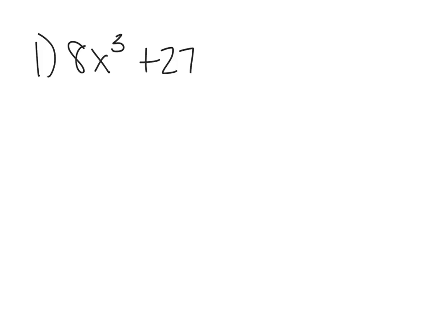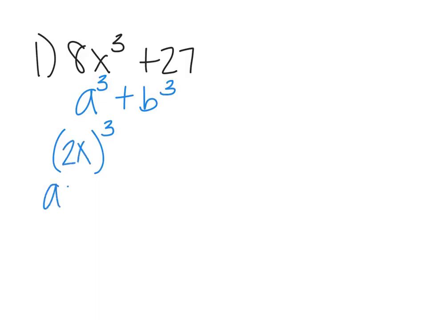So we're going to start with 8x cubed plus 27. I know this is a sum of cubes because it has a plus sign in the middle. So this is supposed to be a cubed plus b cubed. I've got to figure out what times itself 3 times is going to give me 8x to the third. Well, that's going to be 2x. So that tells me that A is 2x. And b cubed means something to the third power gives you 27. And that part is 3, so that means that b is 3.